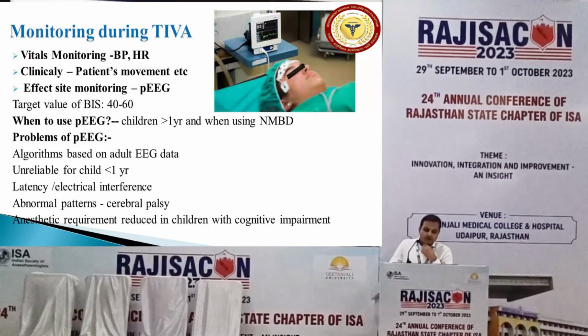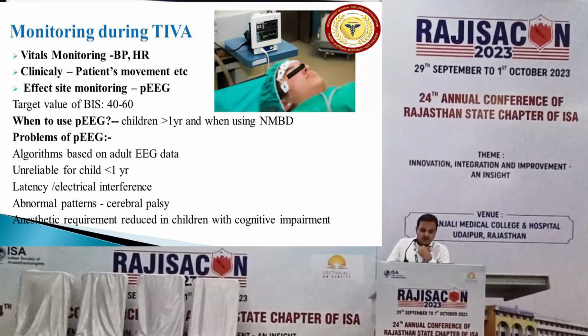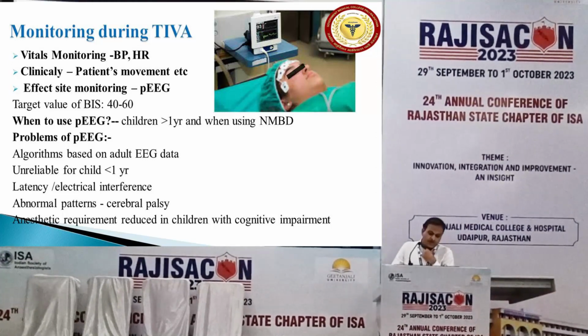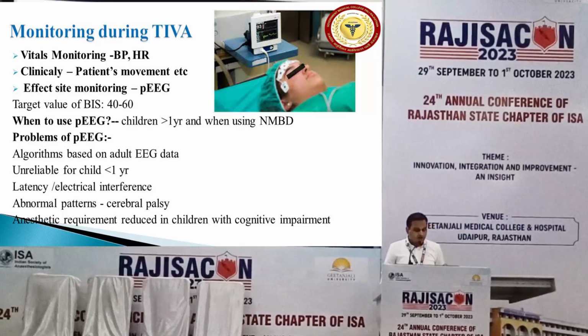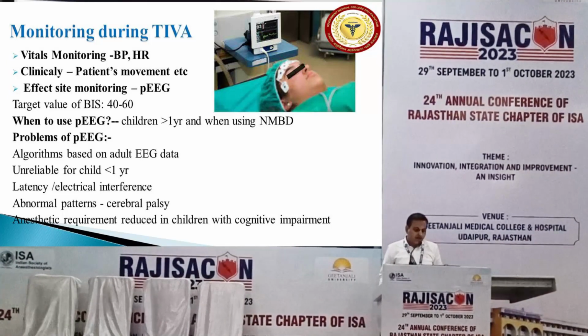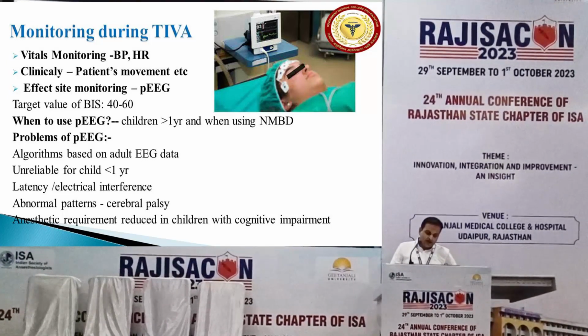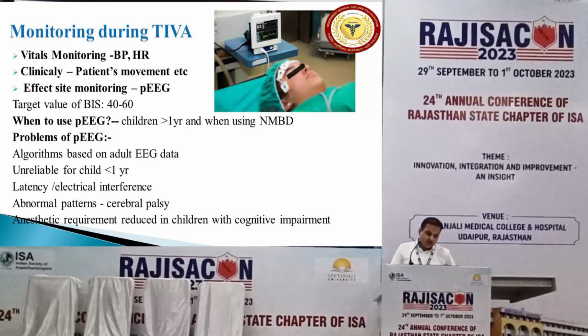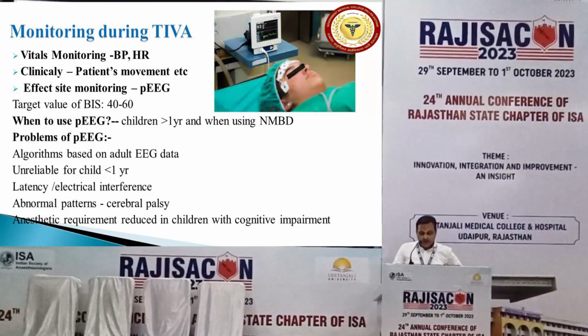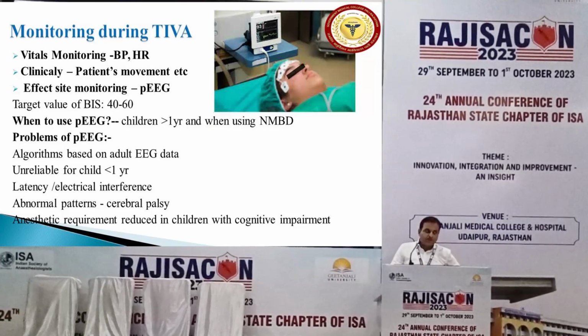When to use PEEG? In children more than 1 year of age and when using neuromuscular blocking drugs. Problems with PEEG: the algorithm is based on adult EEG data and is unreliable for children less than 1 year. Latency and electrical interferences are there. Abnormal pattern in case of cerebral palsy. Anesthetic requirement is reduced in children with cognitive impairment.